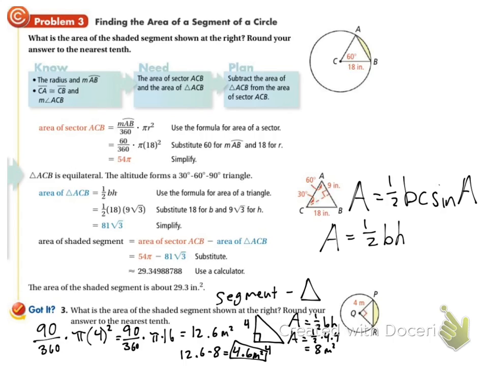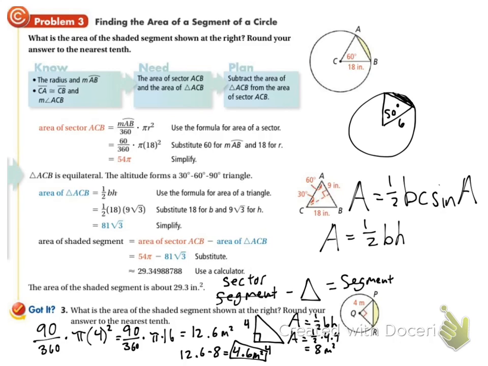I want to show you one other one. Let's say we have a circle that doesn't have a right triangle. Let's say it has an angle of 50 degrees. And let's say the radius is 6. If we want to find the area of that segment, we're going to find the area of the sector. Oh, whoops, I messed that up down here. This is the sector. Sector minus the triangle gives us our segment.